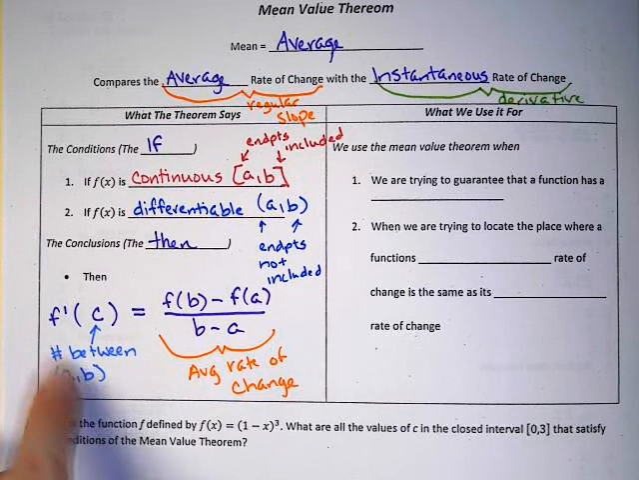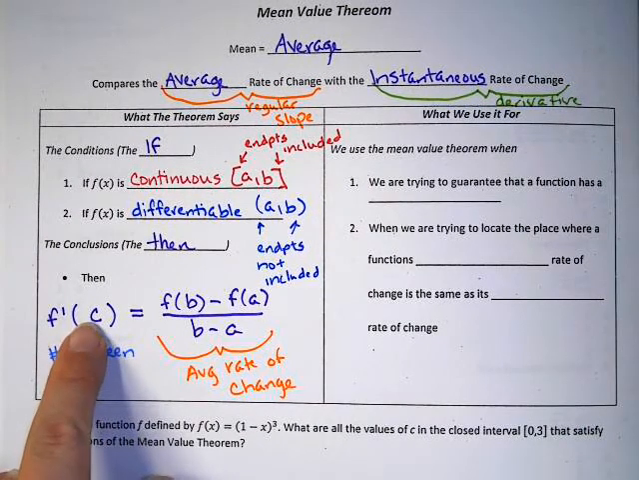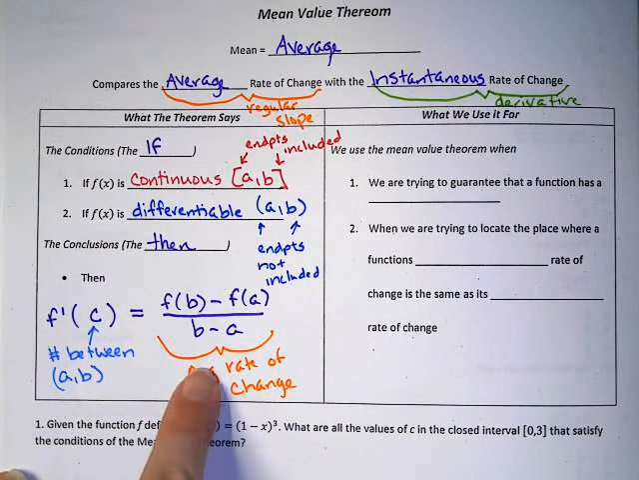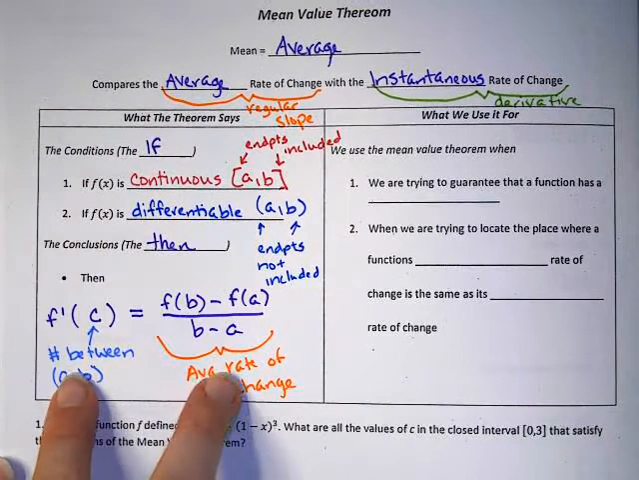Okay, we have to get the instantaneous rate of change at some point to be equal to the average rate of change at some point. That's what the mean value theorem tells us. If these conditions are met, then this has to happen.